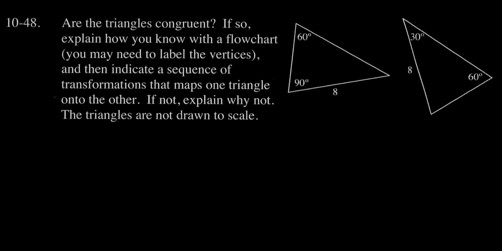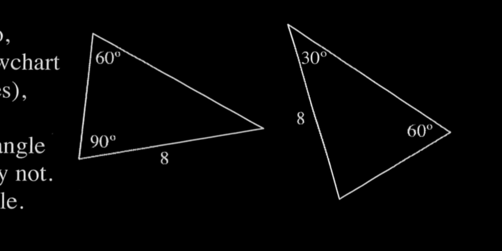These triangles are not drawn to scale, which is kind of evident immediately because I have this 90-degree angle that doesn't look like a 90-degree angle. So one of the things I'm curious about is what's the measure of the missing angles, right? So let's find those.